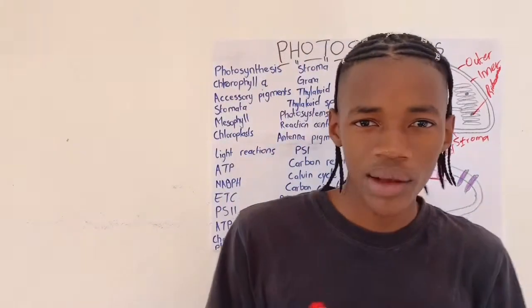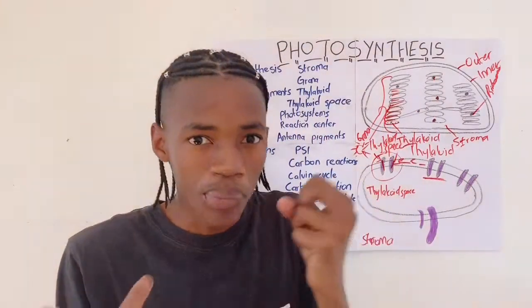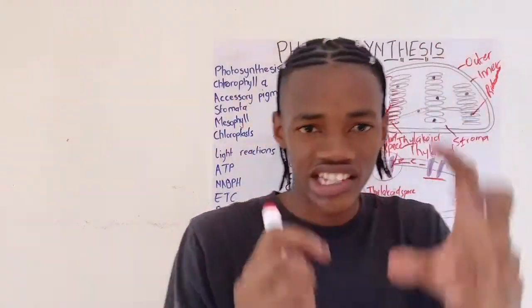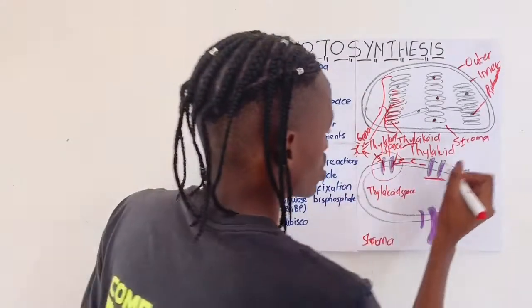And then the electrons are excited, and they move to the next protein in the chain. And then what happens? How does the cell replace these lost electrons? It breaks down water.